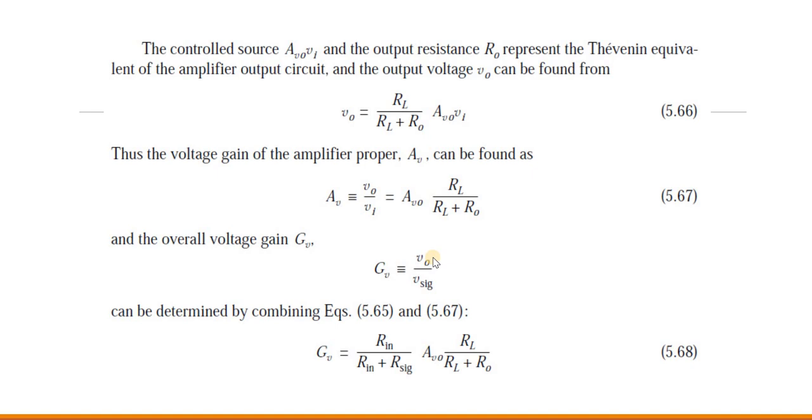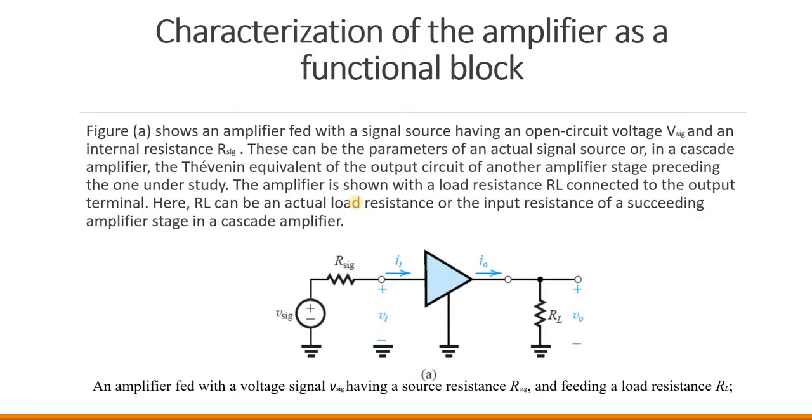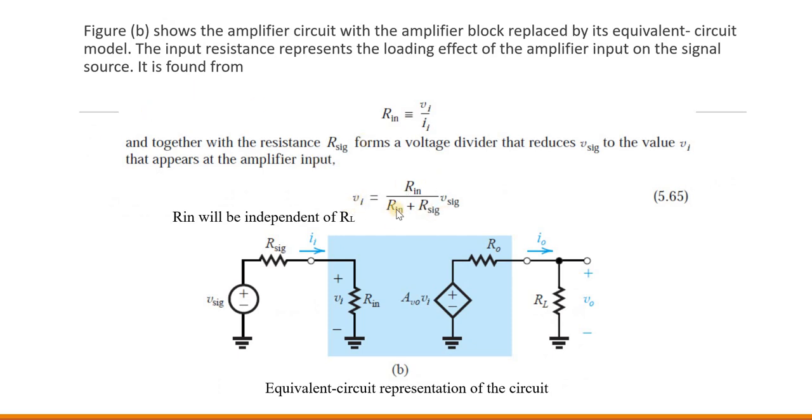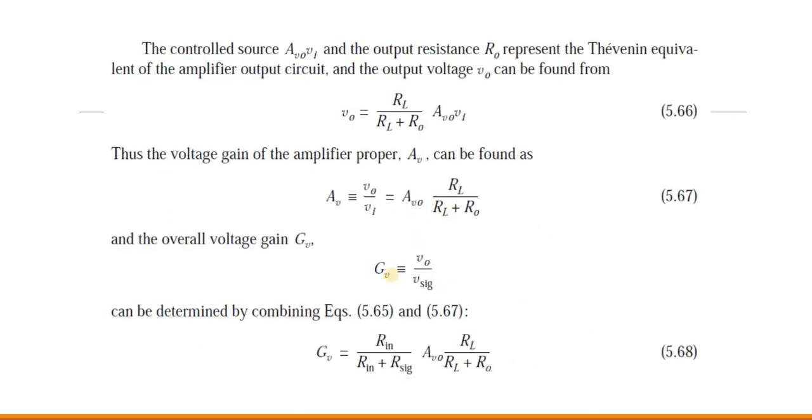So what is V naught? V naught by V signal, how can I write this as V naught by VI into VI by V signal. That can be obtained from these two equations, that is the AV equation and this VI equation. VI by V signal we can obtain from this, and V naught by VI is nothing but AV naught into RL divided by RL plus R naught. And VI divided by V signal is Rin divided by Rin plus R signal. So this is regarding the amplifier considered as a functional block.